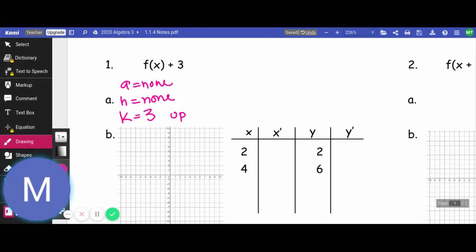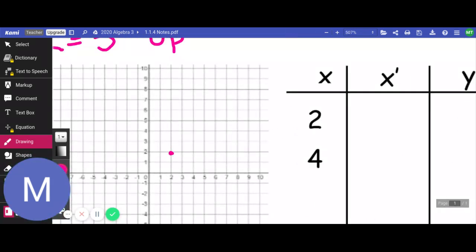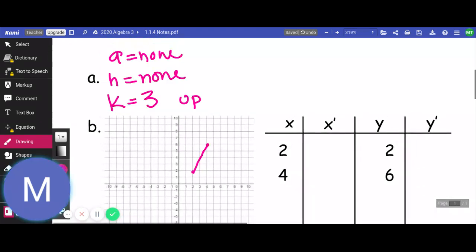Now there's this table here. So now we're going to add in the graph. x and y is your original graph: 2, 2 and 4, 6. So that is my original graph. You always start with your x and your y.